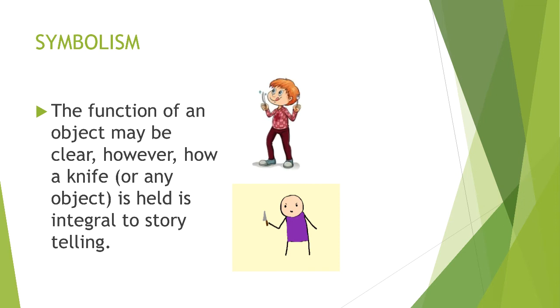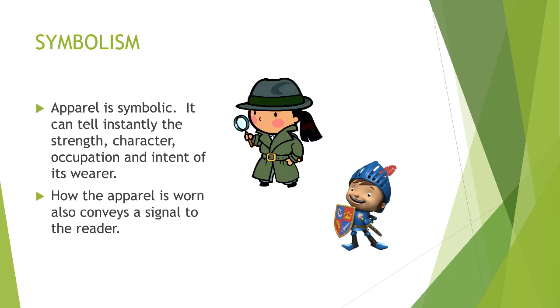Another thing is how things are put in context. Here there are two characters. Each character is holding a knife. The happy guy on the top is hungry and getting ready to eat, and the little evil man at the bottom is going to do something very bad with that knife. So how the object is presented, in context, is integral to the storytelling.